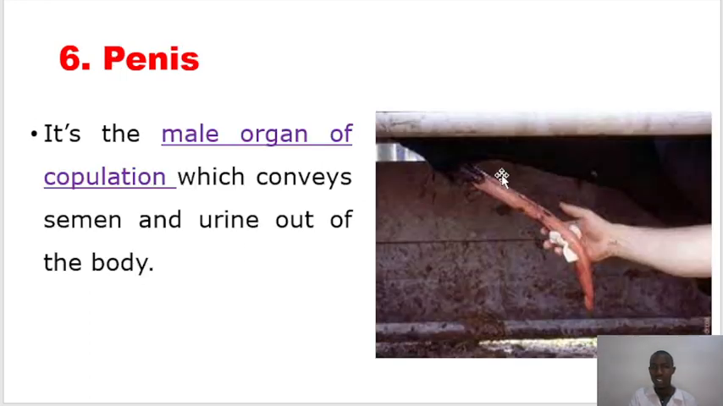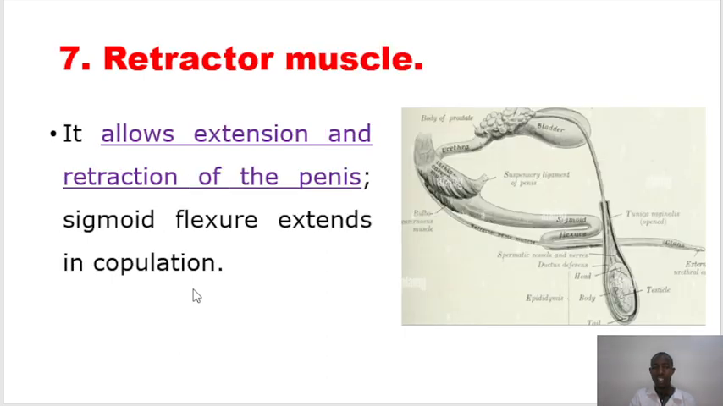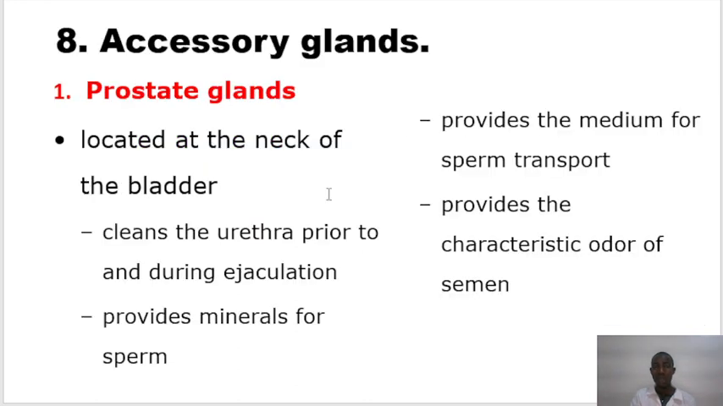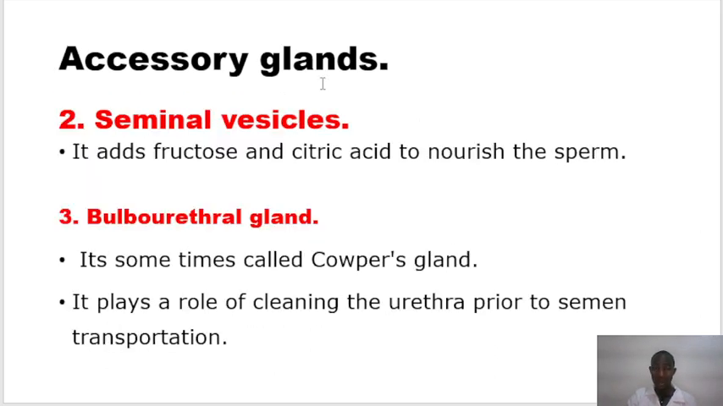You have the penis. This is the male copulatory organ, and it helps convey urine and then semen. We have the retractor muscle, and this retractor muscle, as we talked about, helps in extension and retraction of the penis and gives it the sigmoid flexure during copulation. We have accessory organs within the male reproductive system, and these are mainly three. You have the prostatic gland, you have the corpus gland, which is sometimes called the bulbourethral gland, and then the last one being the seminal vesicles.